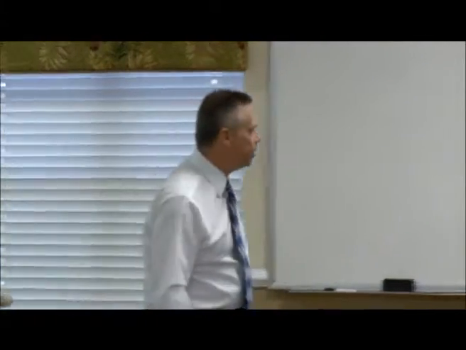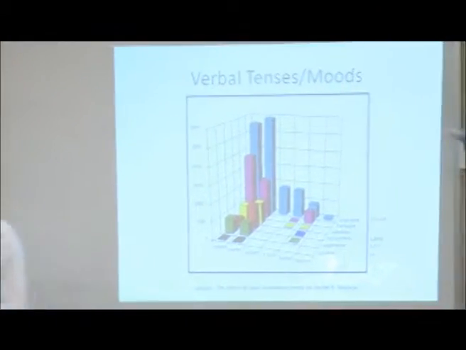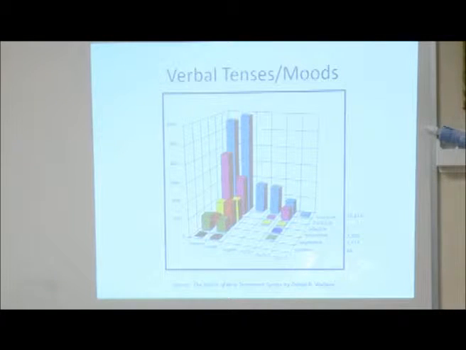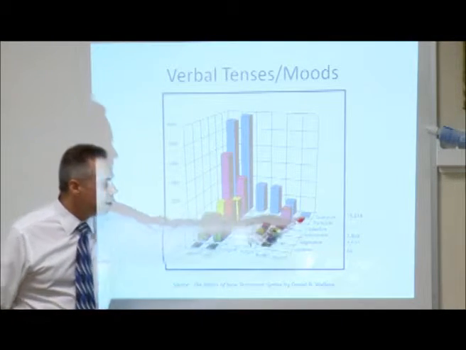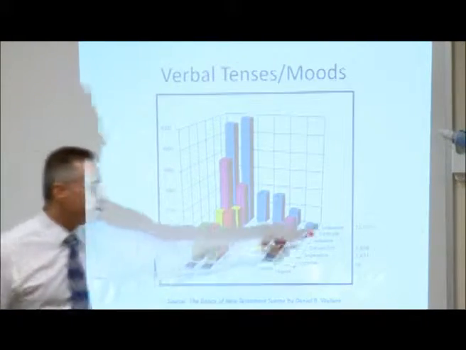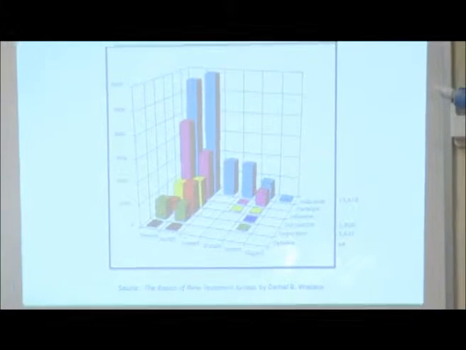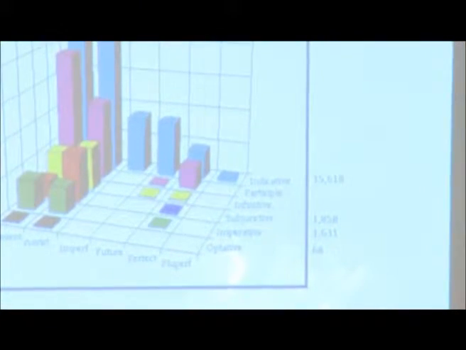If we look at our little drawing here, I got this from the grammar book we read yesterday. You look at the blue, and the blue's in an indicative mood. And there's 15,618 verbs that are in the indicative mood. You don't know what that is yet, but just know that there's a lot of them. That mood's really important.